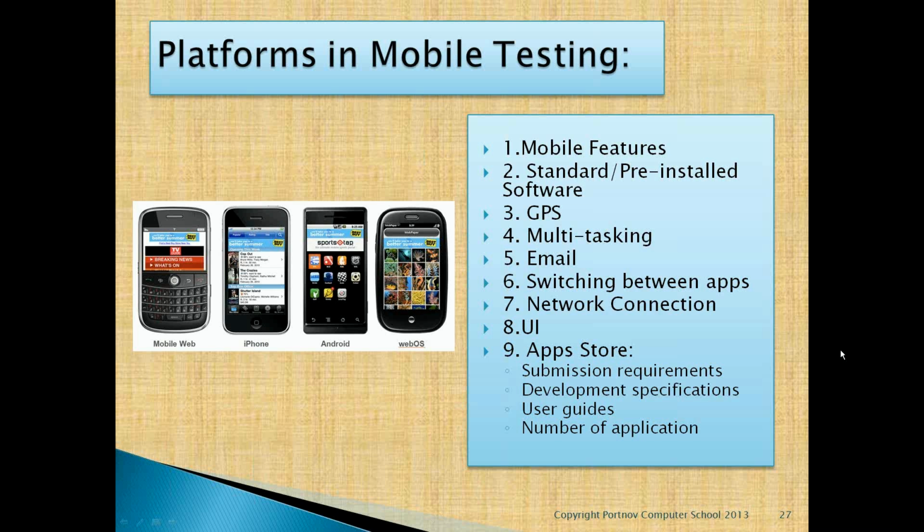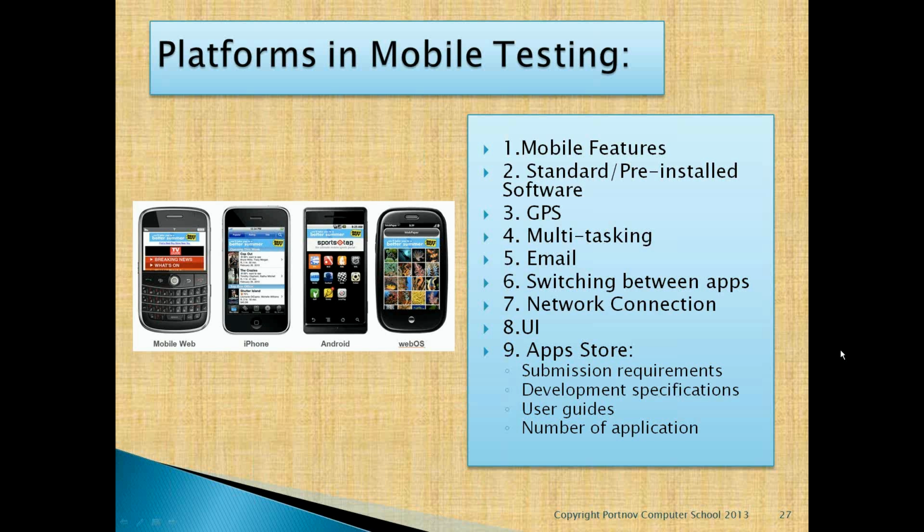But why do we need platforms in mobile testing? It's because based on the platform we create mobile features. We also create standard or pre-installed, so we can say native, applications. GPS is heavily related to platform settings, and we can also choose what kind of device it will be, multitasking, threading, or runtime, things like that. Email also depends very much on the platform. Switching between apps, how the connection works and how things go, depends on the platform.